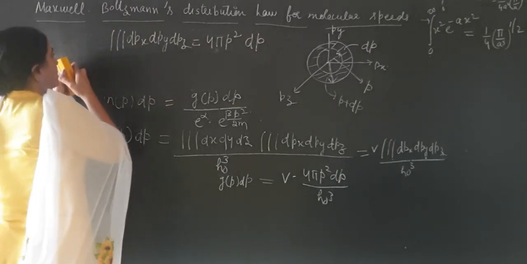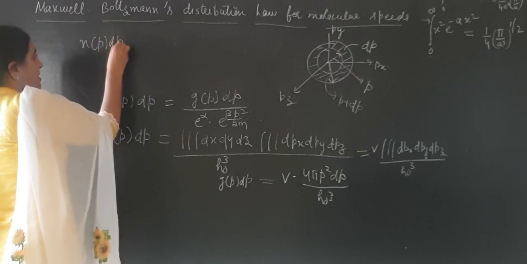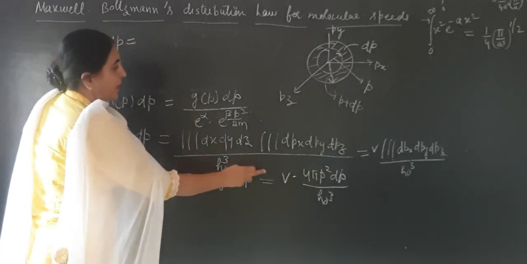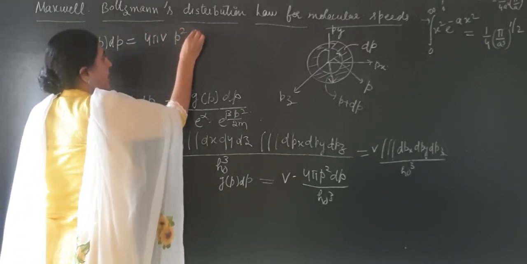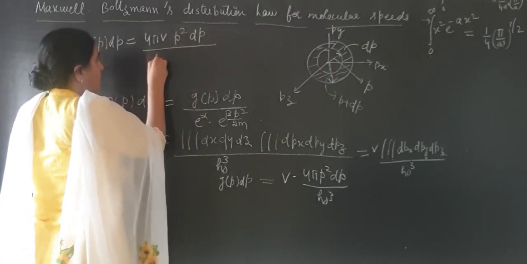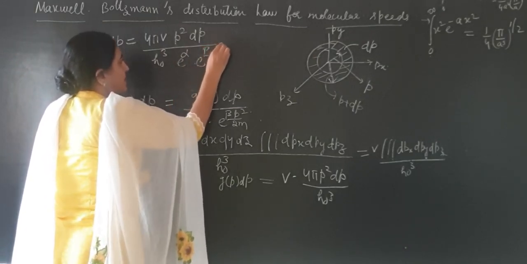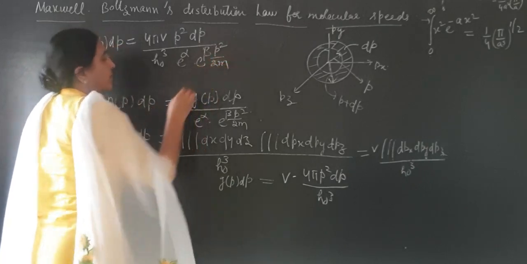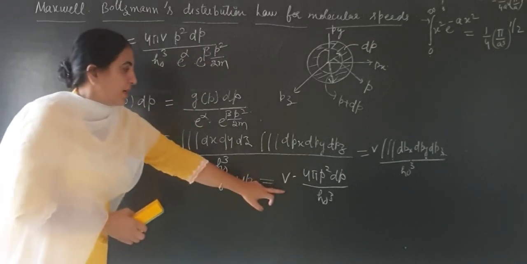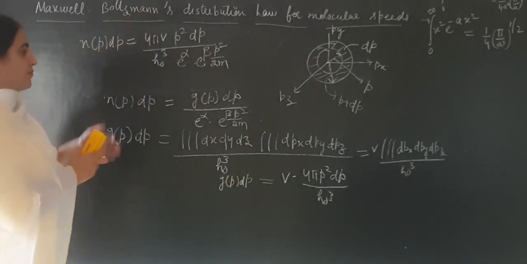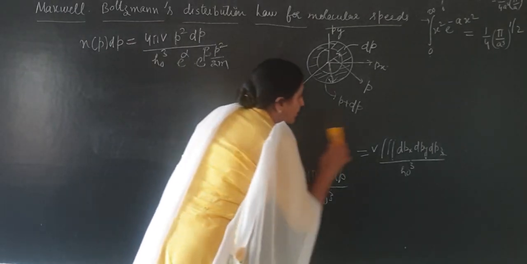So this implies Np dp is equal to Gp dp, 4 pi V p square dp divided by h naught cube, into e raised to power alpha, e raised to power minus beta p square by 2m. So alpha, beta term, h naught cube, from here 4 pi V p square dp, where V is the volume. Clear? Now from this our aim is to find out alpha and beta from this equation.